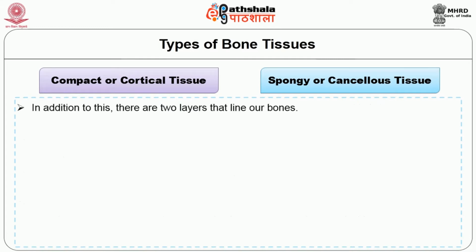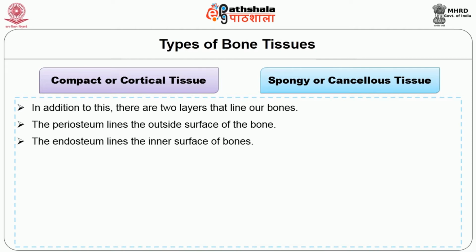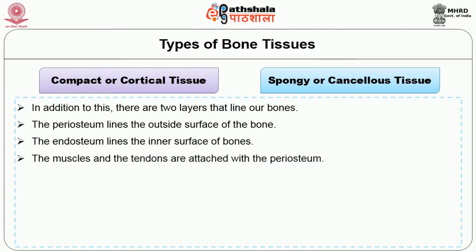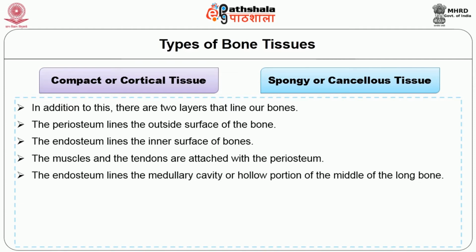In addition to this, there are two layers that line our bones. The periosteum lines the outside surface of the bone, as I told already. The endosteum lines the inner surface of bones. The muscles and the tendons are attached to the periosteum. The endosteum lines the medullary cavity, or hollow portion, in the middle of the long bone.